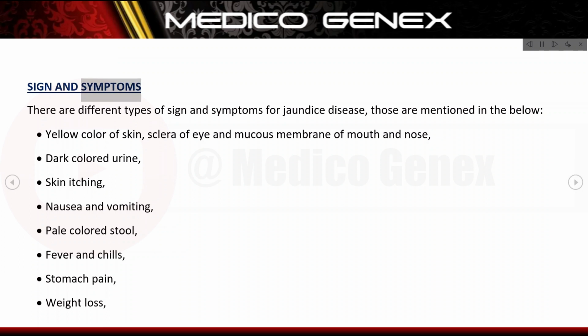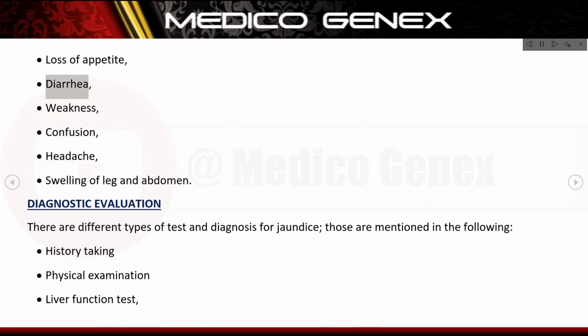Signs and symptoms. There are different types of signs and symptoms for jaundice disease. Those are mentioned below: yellow color of skin, sclera of eye and mucous membrane of mouth and nose, dark colored urine, skin itching, nausea and vomiting, pale colored stool, fever and chills, stomach pain, weight loss, loss of appetite, diarrhea, weakness, confusion, headache, swelling of leg and abdomen.